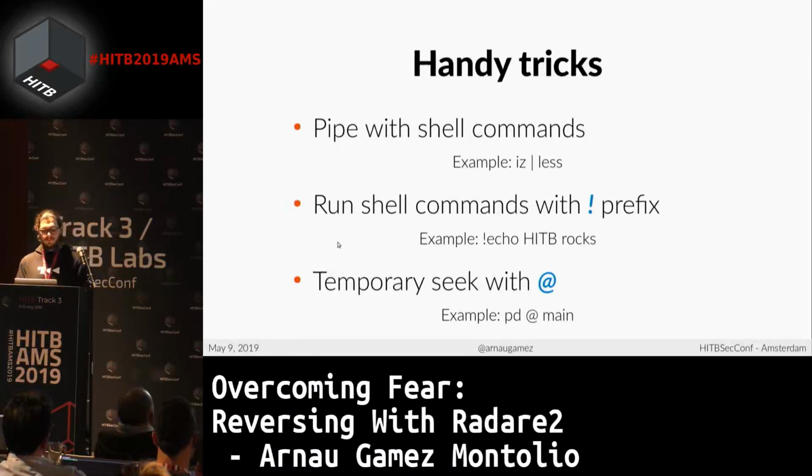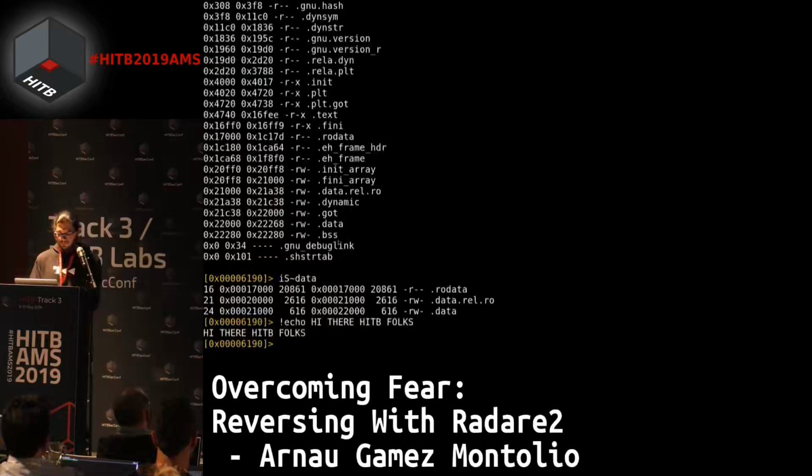And finally, one interesting thing is that there are some modifiers. I won't go deep with them, but one of the most used is the temporary seek, with the @ symbol. It basically means perform the operation you are telling it at an offset, but without having to be seeked to it. You will understand that better with an example.